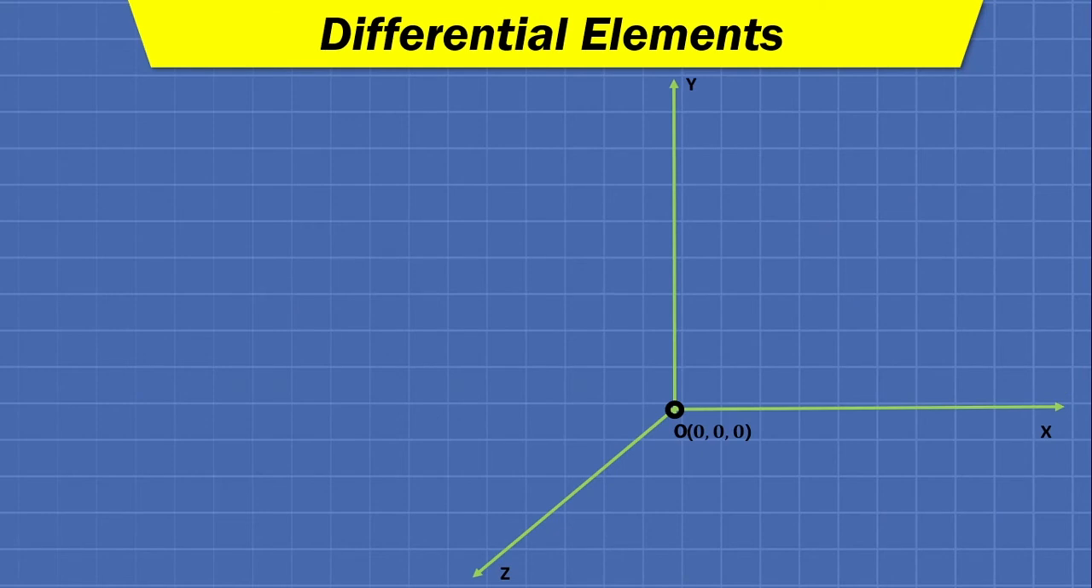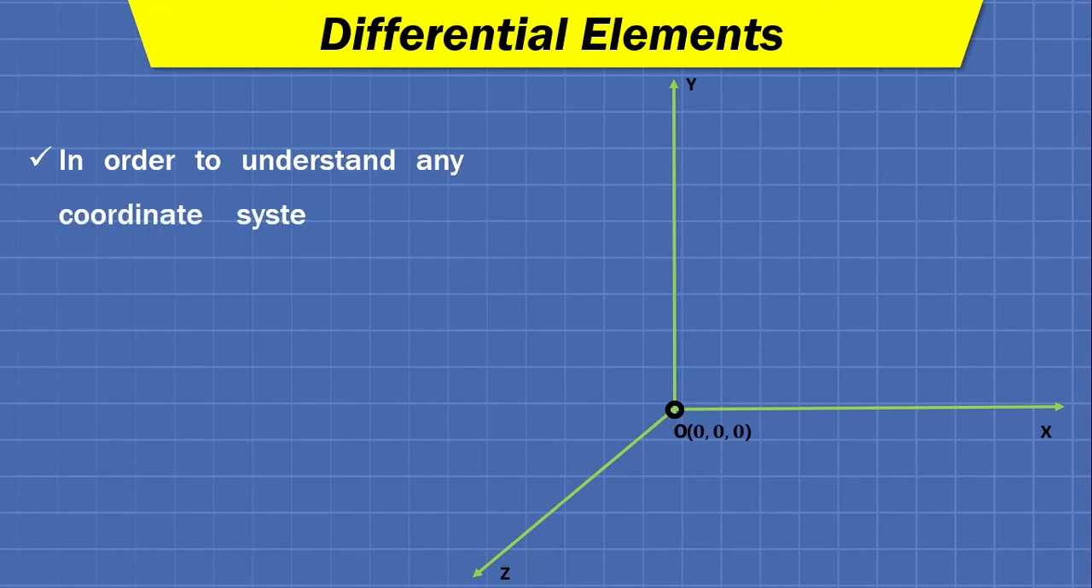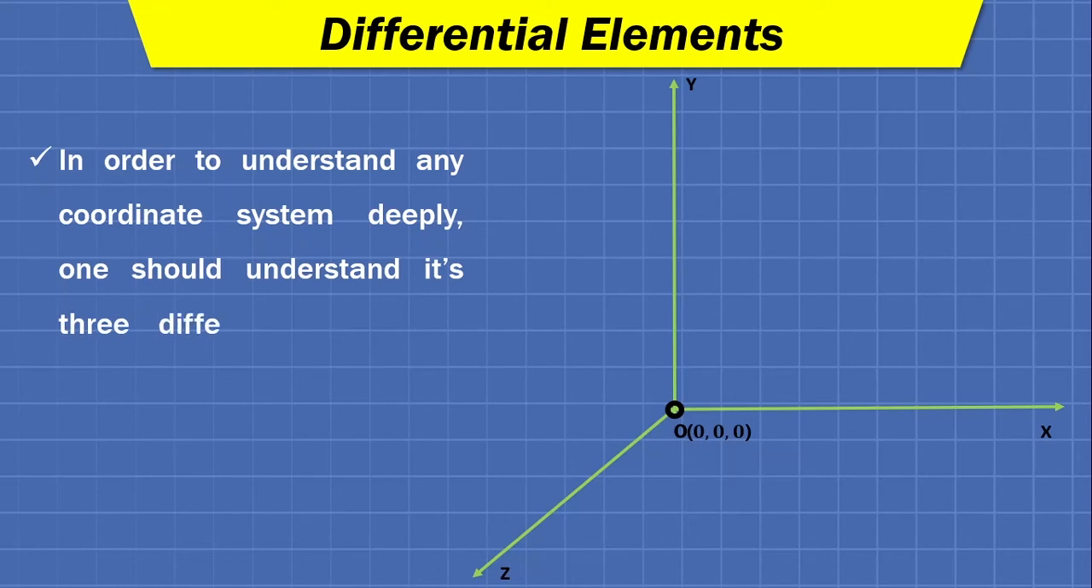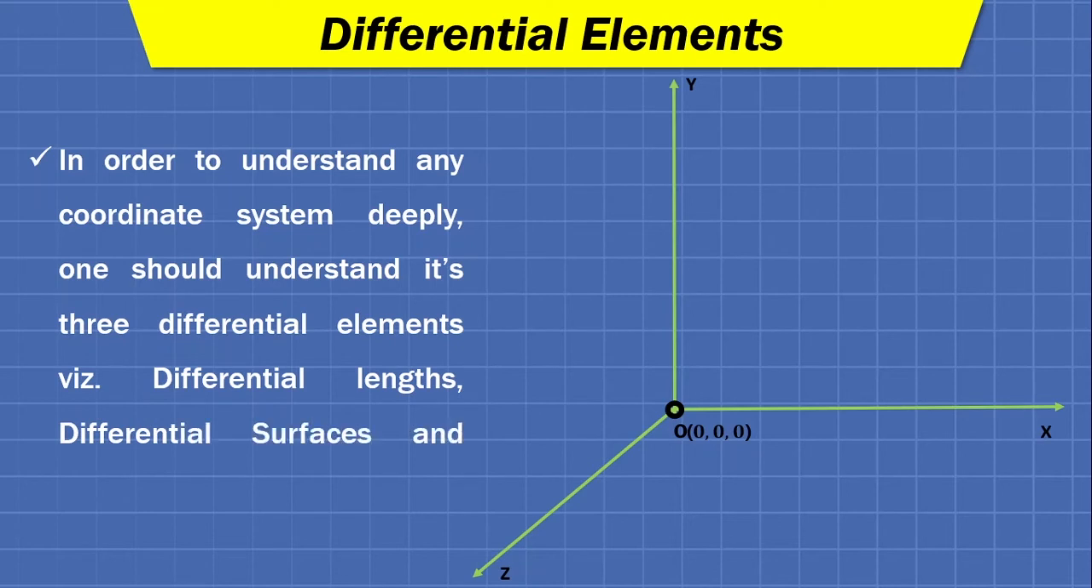Then a very important thing to understand about any coordinate system is its differential element. So in order to understand any coordinate system deeply, one should understand its three differential elements, which are differential lengths, differential surfaces, and differential volume. We will learn each one of these in a deep manner.